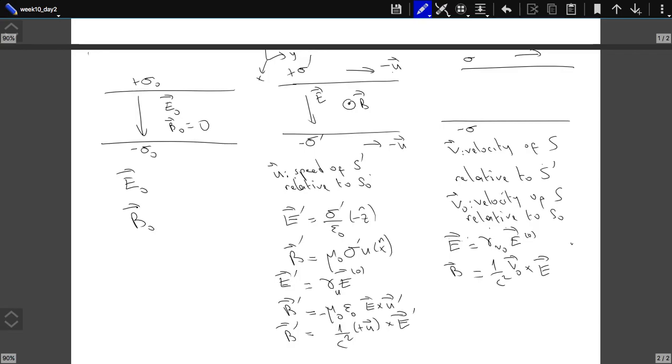Well, how does the force transform? Is the force a frame-independent quantity? The force depends on the reference frame.